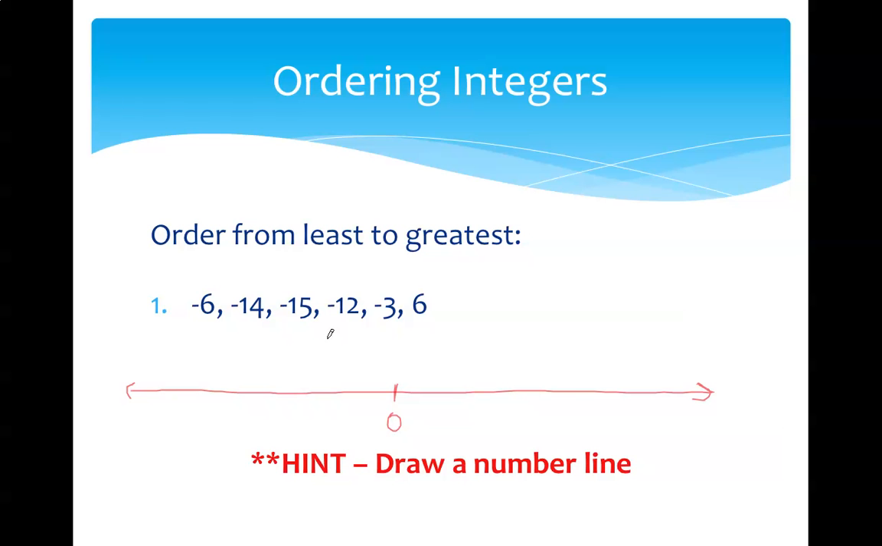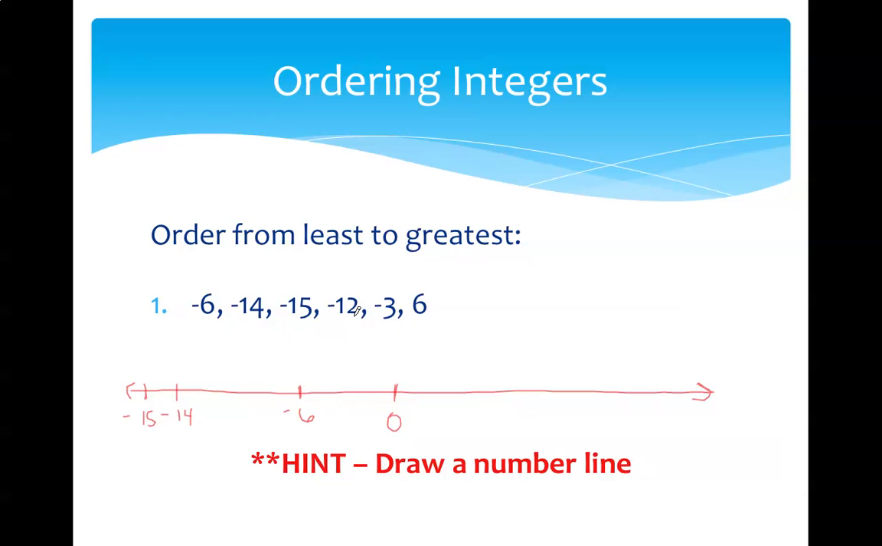Well, first I'm going to start with -6. Is that on the left or the right-hand side of 0? Negatives are on the left, so I'm going to put -6 just somewhere over here. Then I have a -14. Is -14 on the left or the right-hand side of 0? It is also on the left-hand side. -14 is further from 0 than -6, so I'm going to put it down here further. Then I have -15. It is also on the left-hand side of 0, and it's one step further than -14. So I'm going to put it over here.